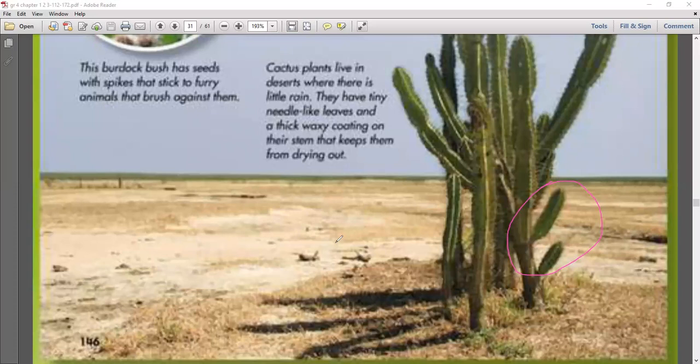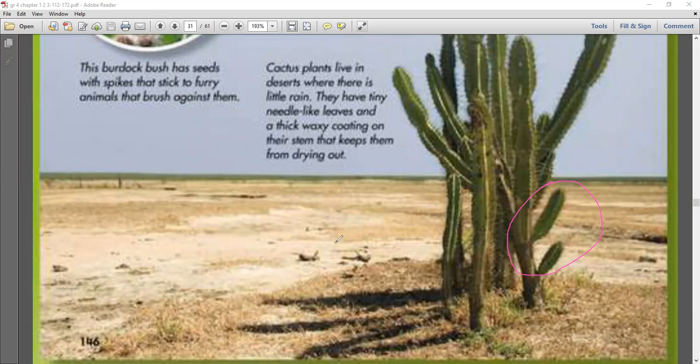Cactus plants live in deserts where there is little rain. They have tiny, needle-like leaves and a thick, waxy coating on their stem that keeps them from drying out. Excellent, good job. So this plant has different characteristics that help it prevent drying in its environment.